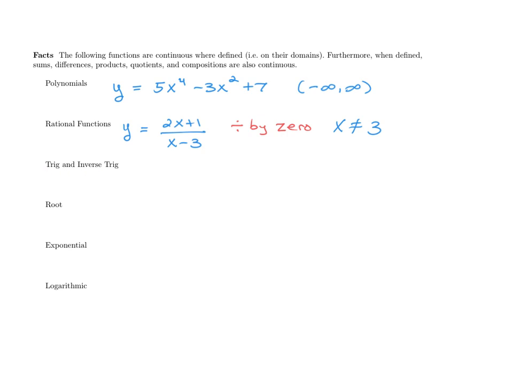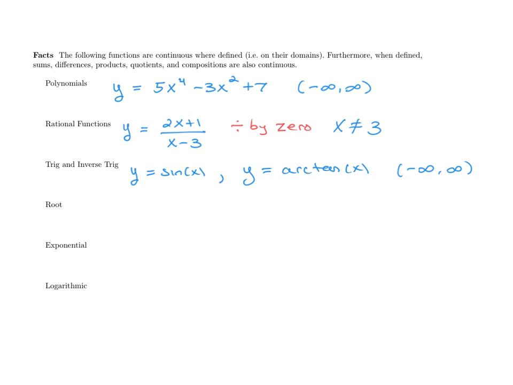So trig and inverse trig functions, those are also continuous on their domains. For example, sine of x is continuous on its entire domain. And things like inverse trig functions, like tangent inverse or arctangent, on their entire domains, they are continuous, which is from negative to positive infinity.